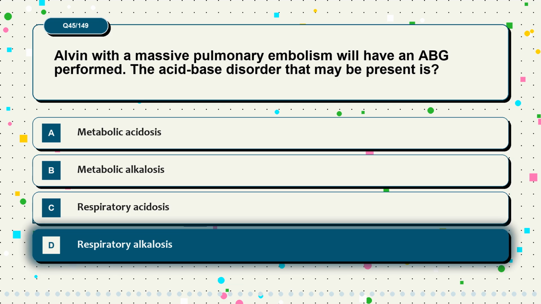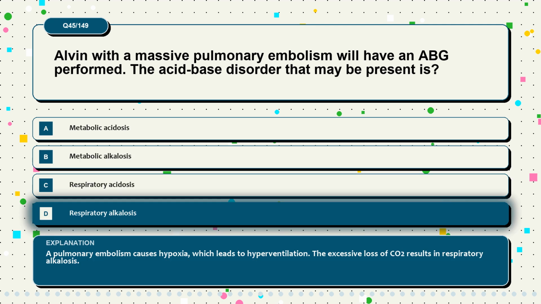The correct answer is option D. Respiratory alkalosis. A pulmonary embolism causes hypoxia, which leads to hyperventilation. The excessive loss of CO2 results in respiratory alkalosis.